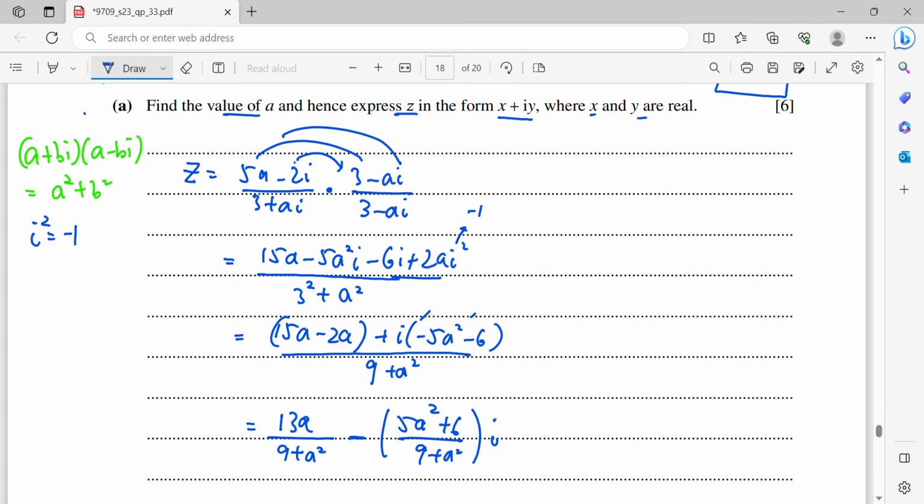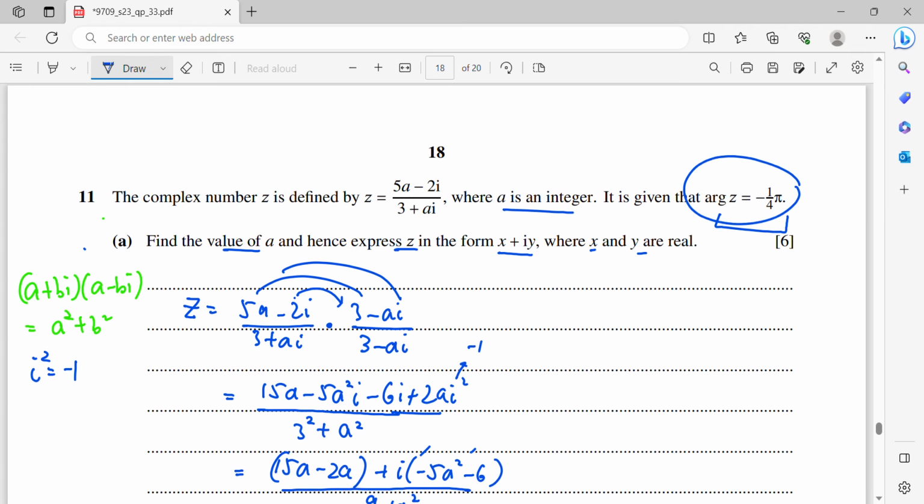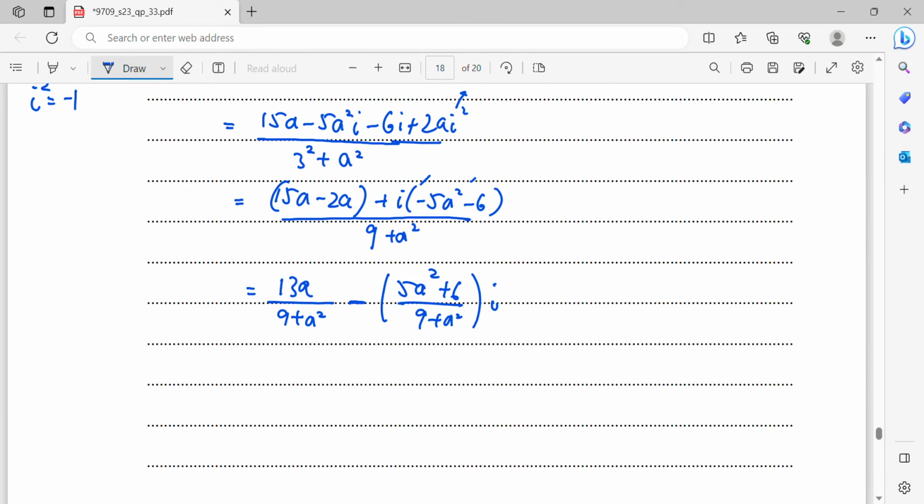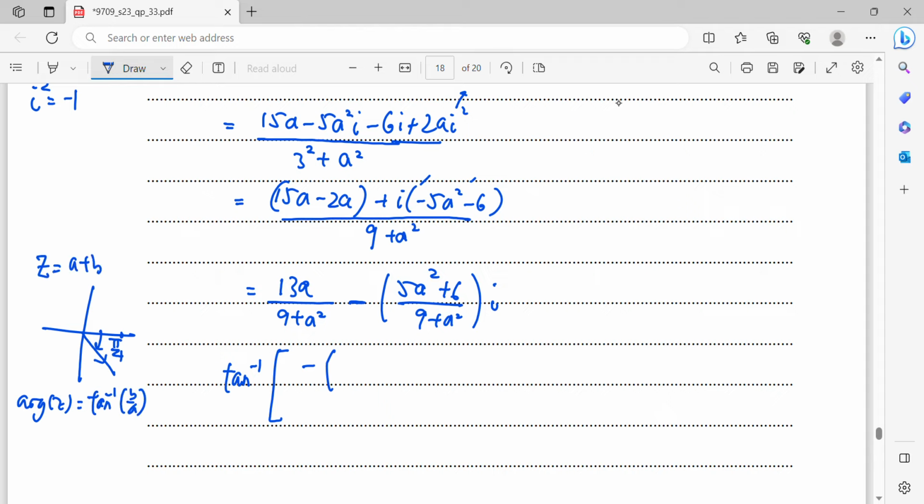Okay. Now I'm going to use the argument, which is minus 1 over 4 pi. So when the argument is negative 1 over 4 pi, it means that your complex number is here. This is your complex number. This is pi over 4. It is below the real axis because your argument is negative. So argument is found using inverse tangent of the y value, so it will be negative. Okay, just for information, argument is inverse tangent b over a if your complex number is a plus bi.